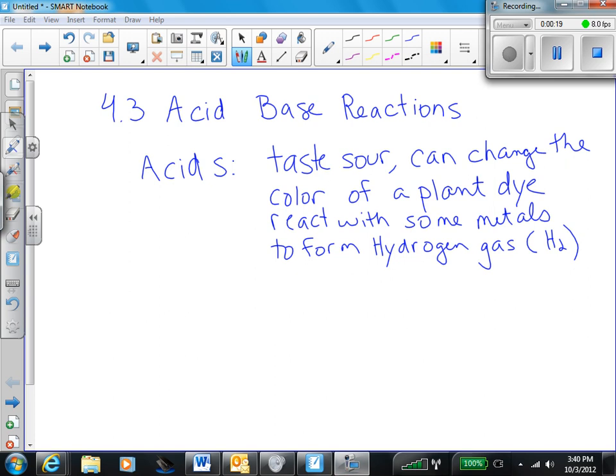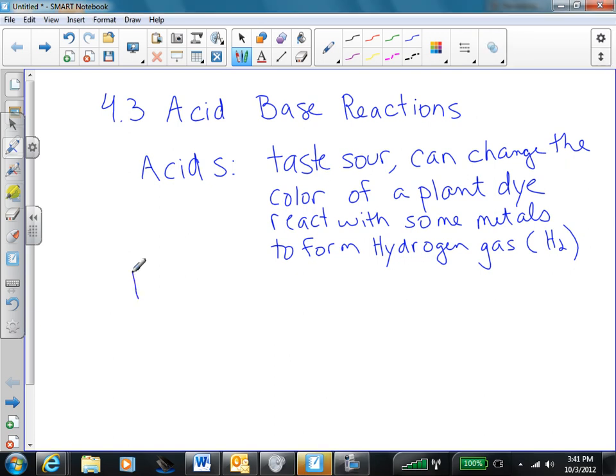So, I put up some different properties. They taste sour. They can change the color of a plant dye. An example of this is hydrangeas. Depending on the soil that a hydrangea is growing in, the actual flowers can be either pink or blue. Acids can also react with some metals to form hydrogen gas. There's a few other properties that are listed in your book, but we're not going to worry about those.